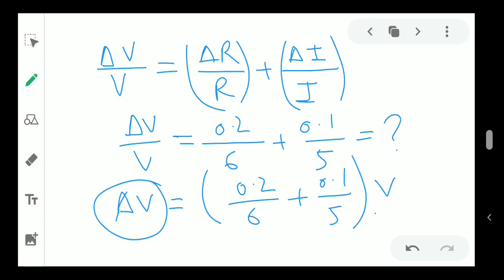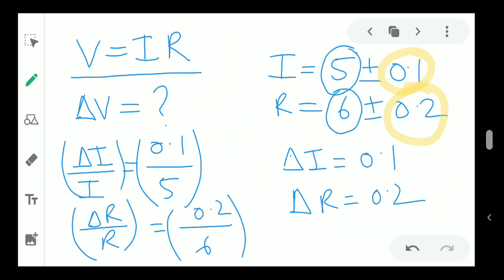So this will be your result. It's not that hard, okay? What you have to do is first find out the relative error, okay?